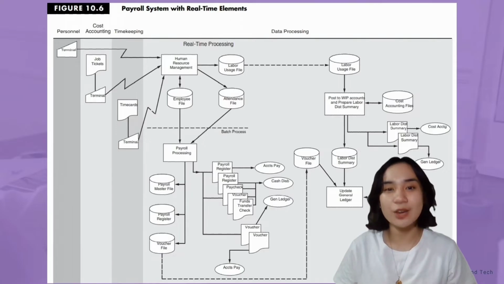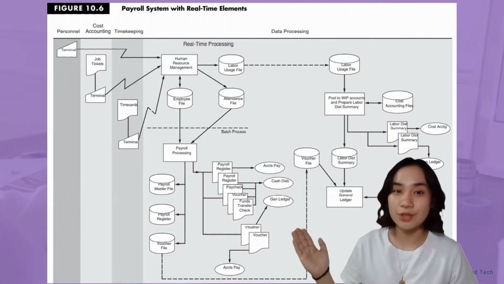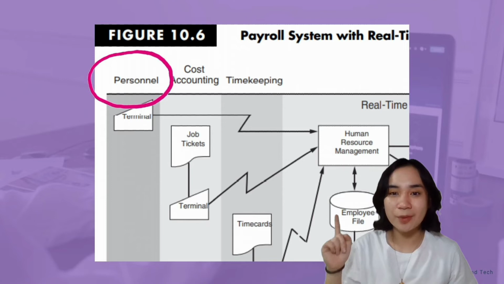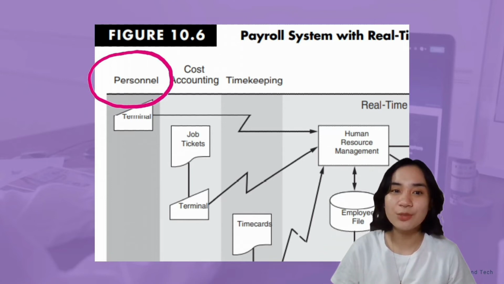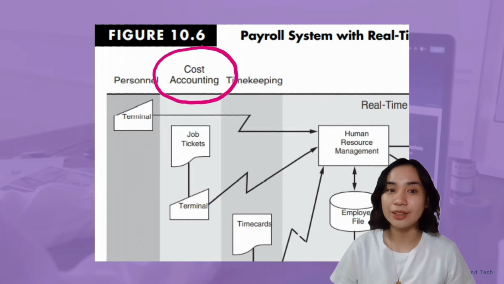And third, many processes are now performed in real time. We discussed the key operating features of this system as follows. So let's have this figure for visualization. The personnel department makes changes to the employee file in real time via terminals. The cost accounting department enters job cost data, real time or daily, to create the labor usage file.